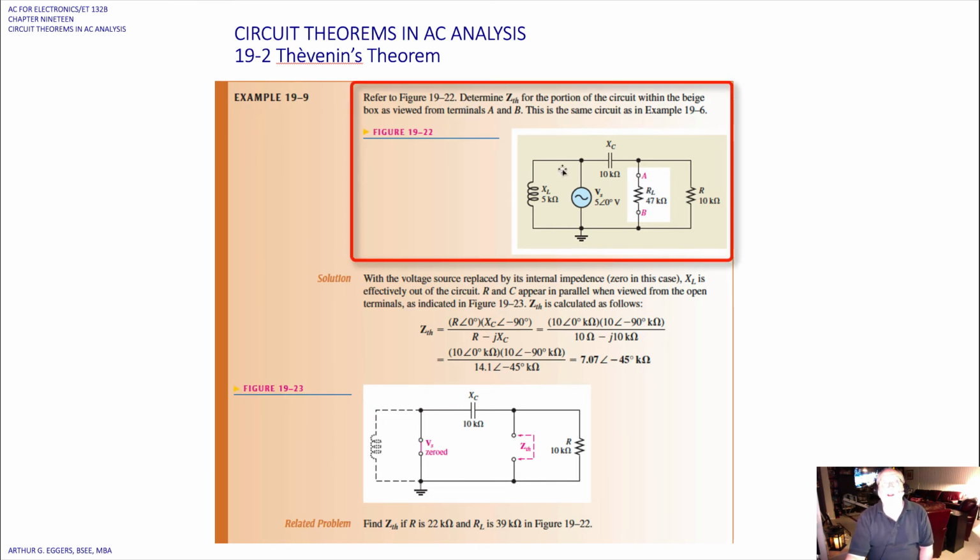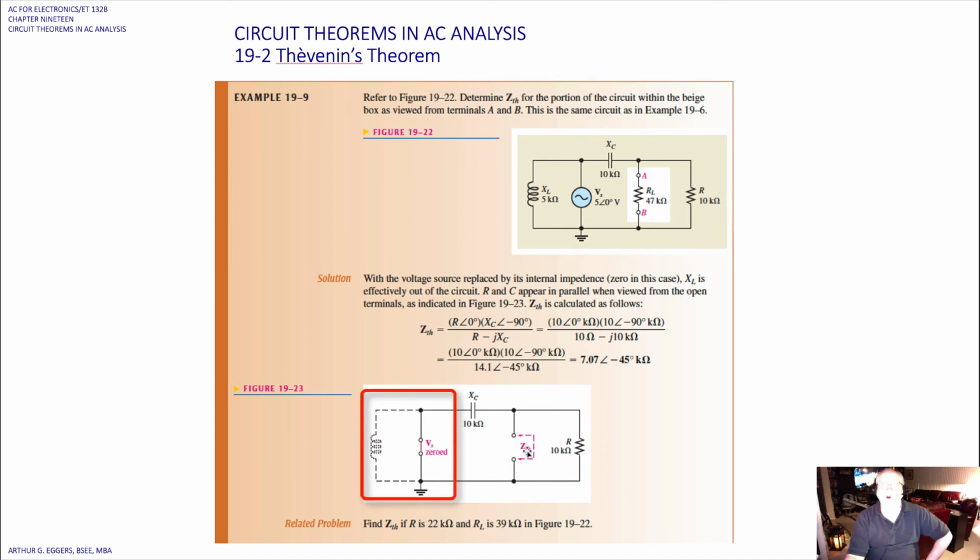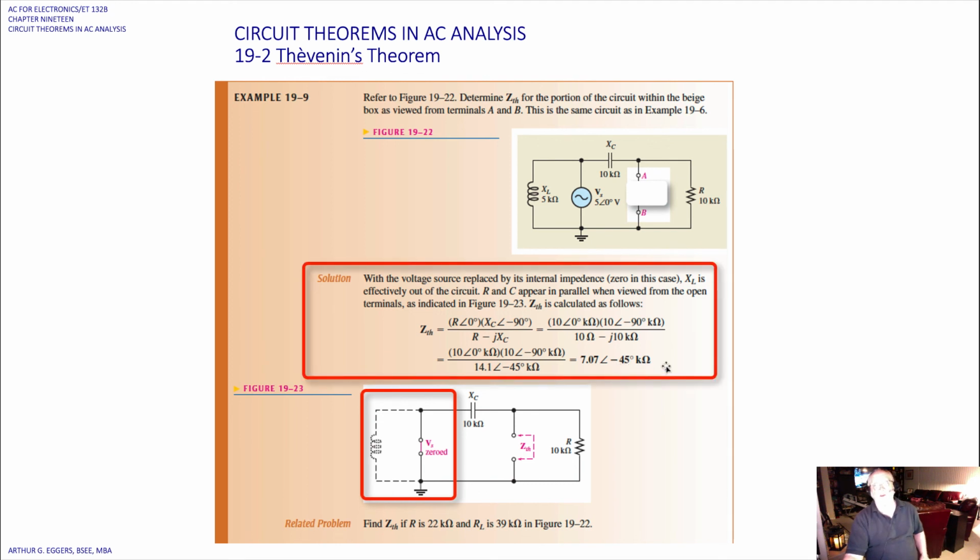If we look at this one, again, we want to determine Z Thévenin for the portion of the circuit within the box. Same circuit as example 19.6. Again, we go through the same operation here. In this case, we're going to remove the source and replace it with a short. So V short circuit here then, and we're going to open up the load. So by doing that, Z Thévenin then is equal to the product over the sum. We end up with 7.07 at an angle of minus 45 k ohms.